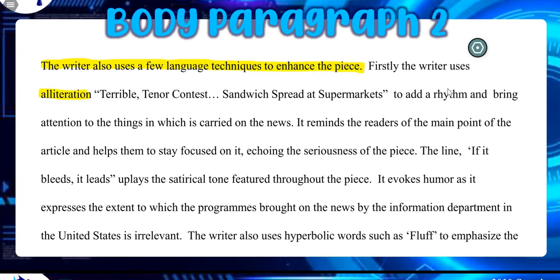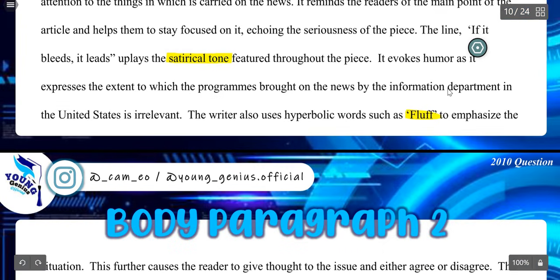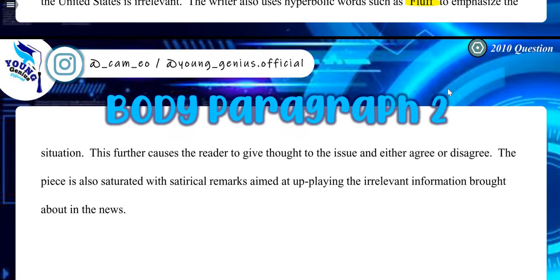The line, if it bleeds, it leads, also plays a satirical tone featured throughout the piece. So here's another technique. So I said alliteration and satirical tone or satire, right? It evokes humor as it expresses the extent to which the programs brought on the news by the information department in the United States is irrelevant. The writer also uses hyperbolic words such as fluff to emphasize the situation. This further causes the reader to give thought to the issue and either agree or disagree. The piece is also saturated with satirical remarks, and I said this already. That's why it's great to proofread this stuff.